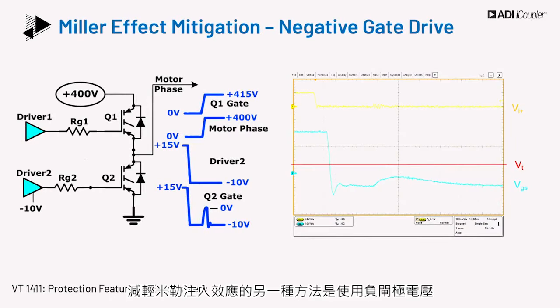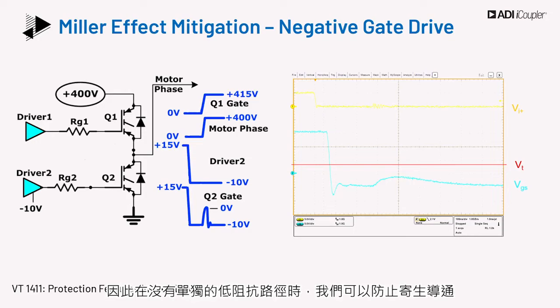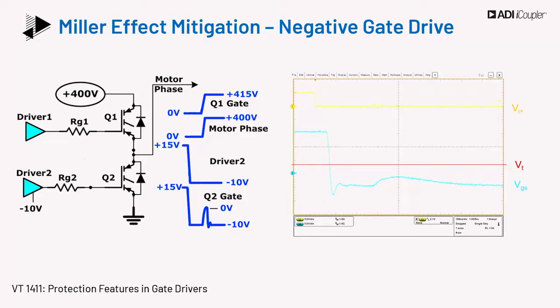Another way to mitigate the effects of Miller injection is to use a negative gate voltage. This maintains the voltage injection due to Miller capacitance below the device threshold. The figure on the right shows the gate voltage being kept below the threshold when using a negative supply. And thus, even without a separate low impedance path, we can prevent parasitic turn-on.